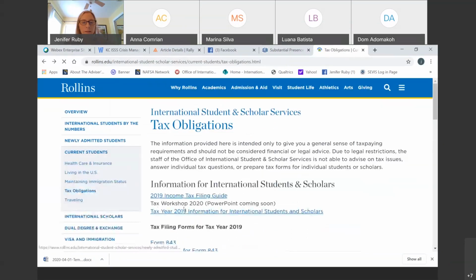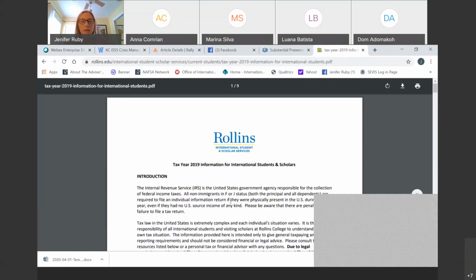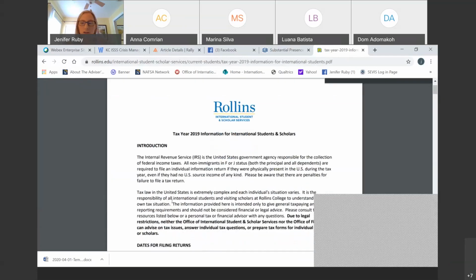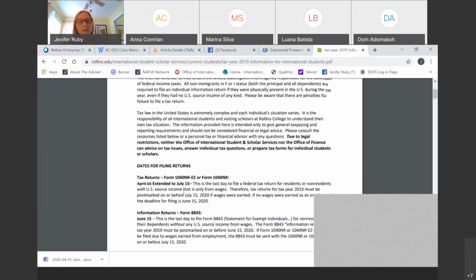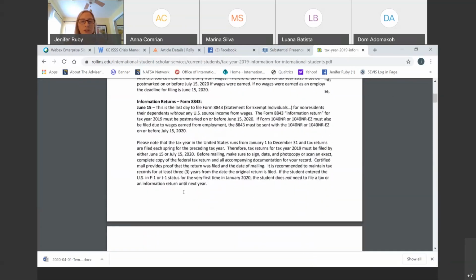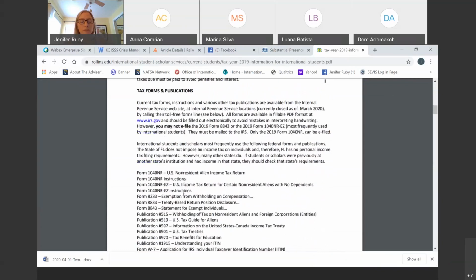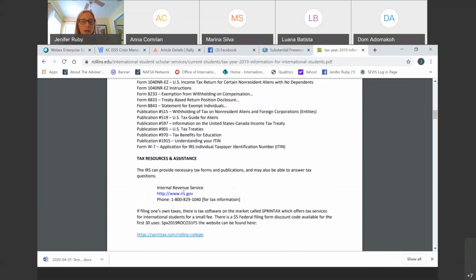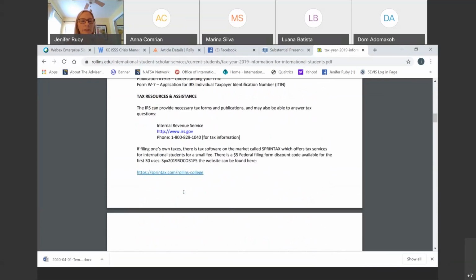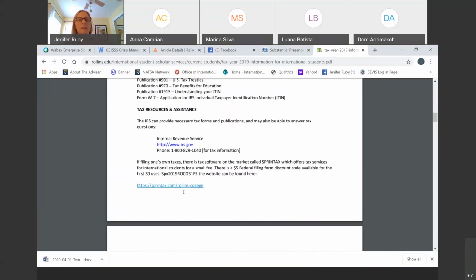And then the information packet that I was referencing is here, right? I'm not sure how many pages, it's a number of pages, but let me just show you. I'm going to scroll down. So a lot of the information we covered is here as well. And then here at the bottom under tax resources and assistance, Anna, you asked about those resources.